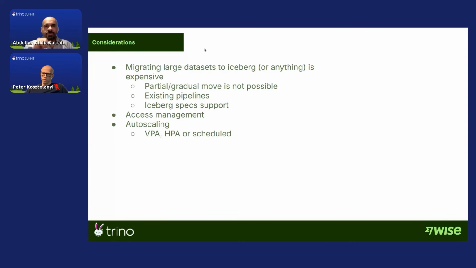A few things to consider. I'd like to go over these points when adopting Trino and Iceberg in general: a few things about managing the migration phase, some points about access management, and some points about auto-scaling.